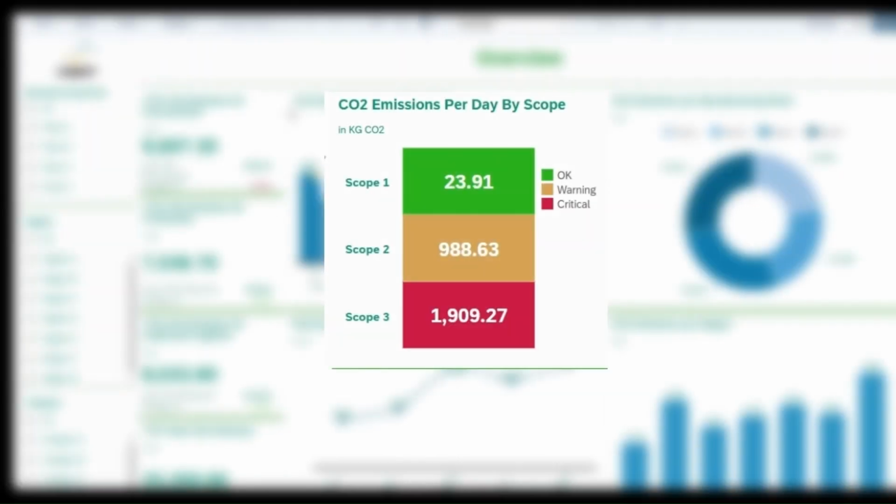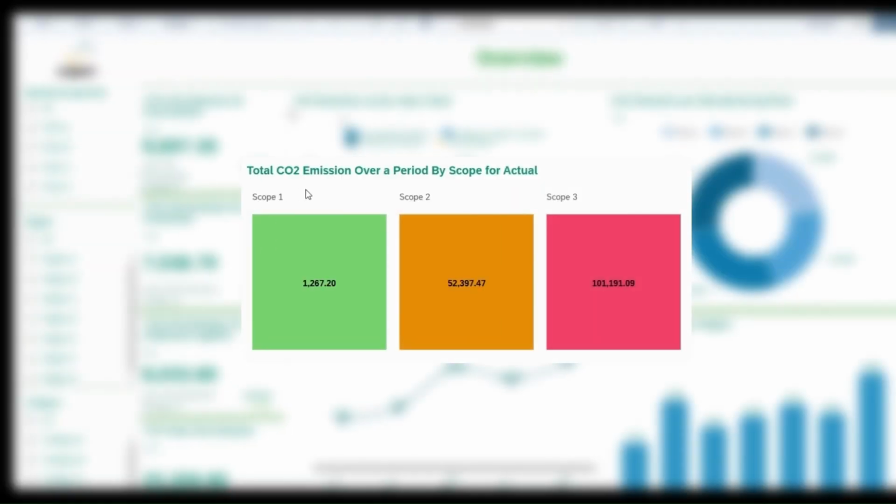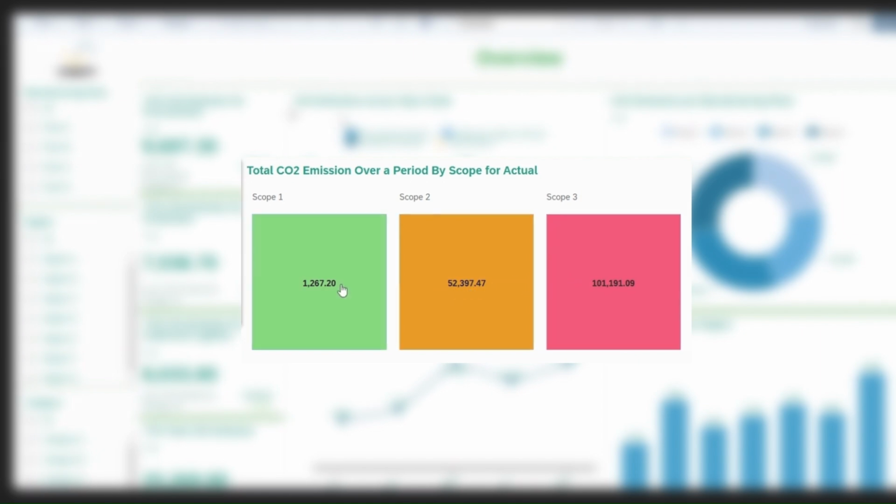The heat map displaying CO2 emissions per day displays daily carbon emissions categorized by different scopes. Color intensity represents the level of emissions, with darker shades indicating higher values. The heat map displaying total CO2 emission over a period by scope for actual shows the total carbon emissions across different scopes over a specified period. Color intensity indicates the magnitude of emissions, with darker shades representing higher levels.